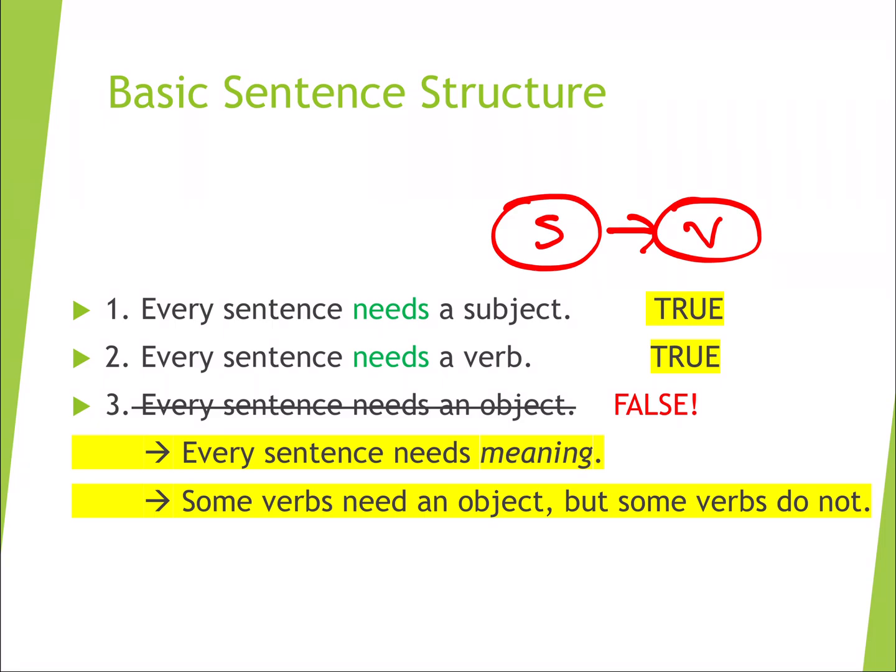Every sentence needs meaning. It needs to mean something. So, some verbs need an object. For example, ate. Ate what? She ate what? It needs an object. She ate her ice cream. But some verbs do not. Okay, she was happy. There's no object.